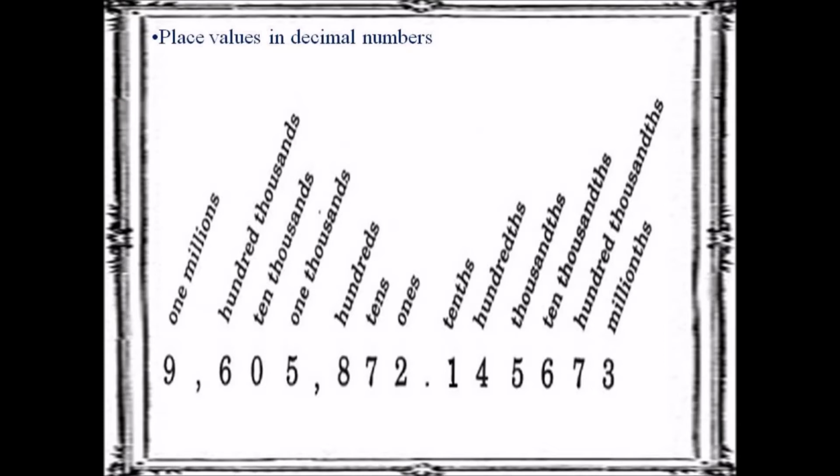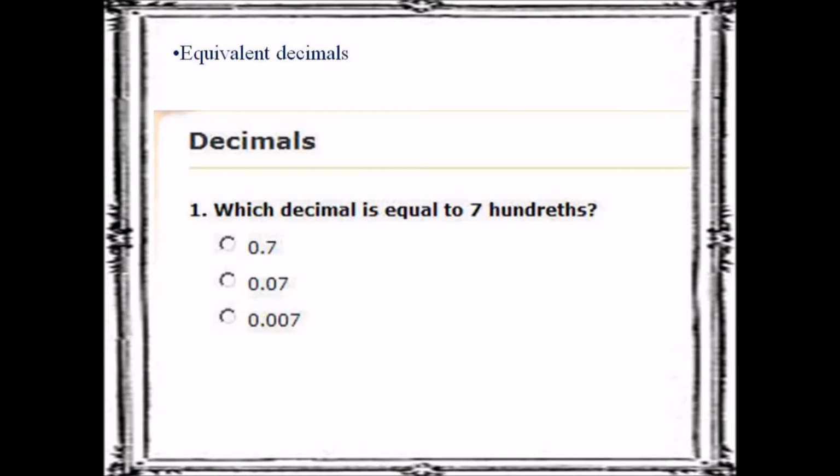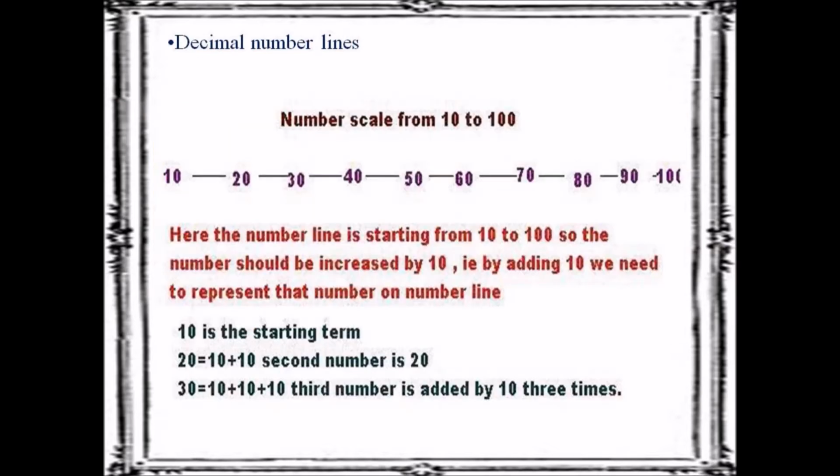Equivalent decimal. Which decimal is equal to 7 hundredths? Now here it is hundredths. So after the decimal the second place is hundredths. It is 0.07.